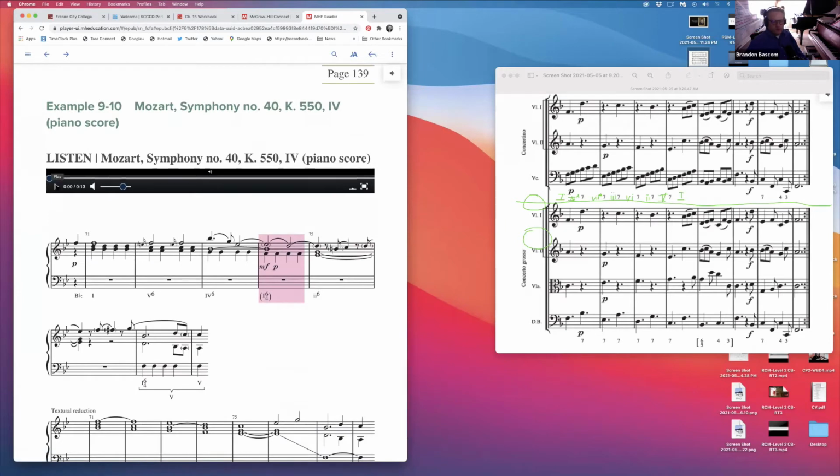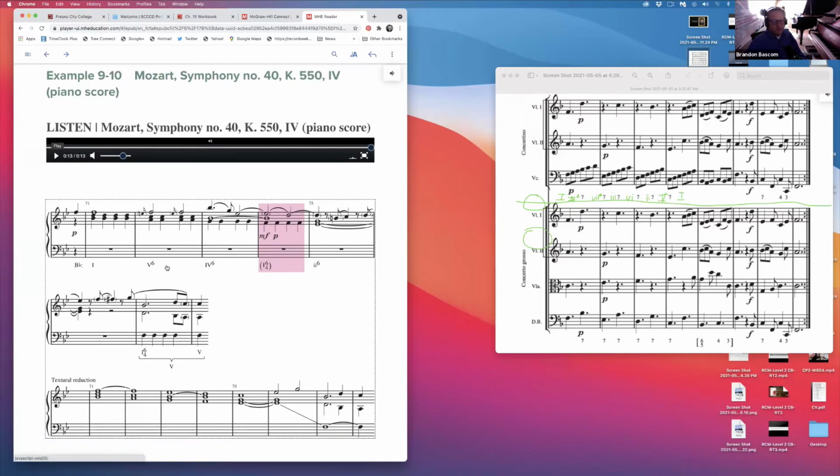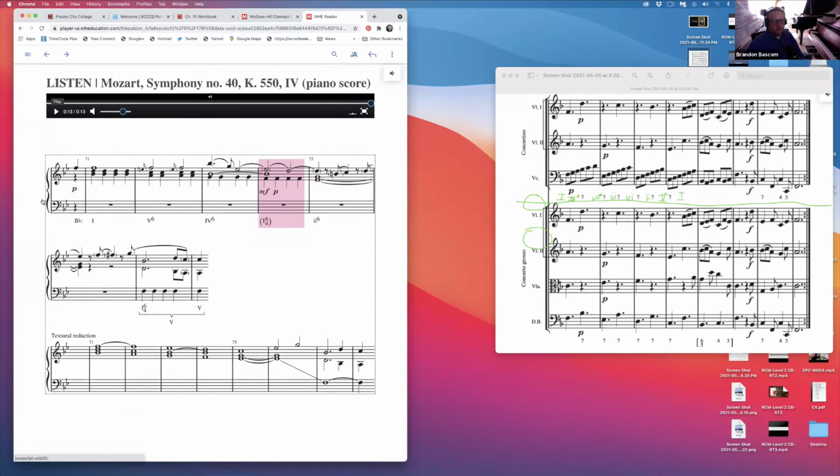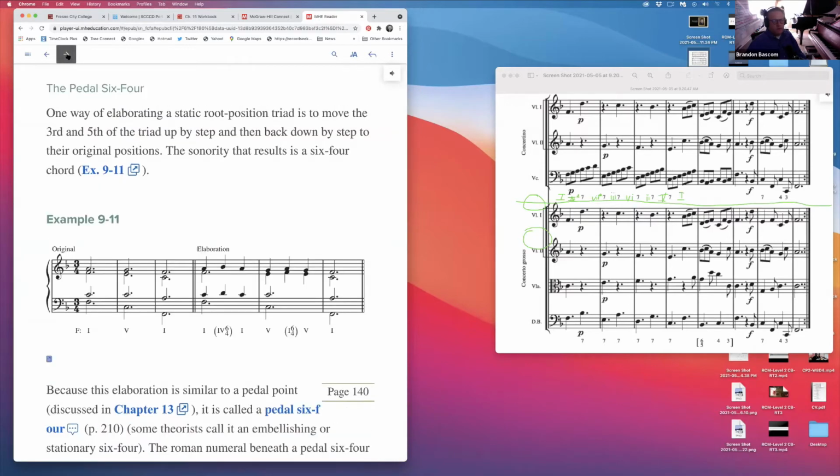Here it is in the Jupiter. Example 9-10. Because of schedule availability, the Modesto Symphony Orchestra couldn't play it for us, and we had to hear it reduced on the piano. Stop me when you have a question. I'm just going to cruise.